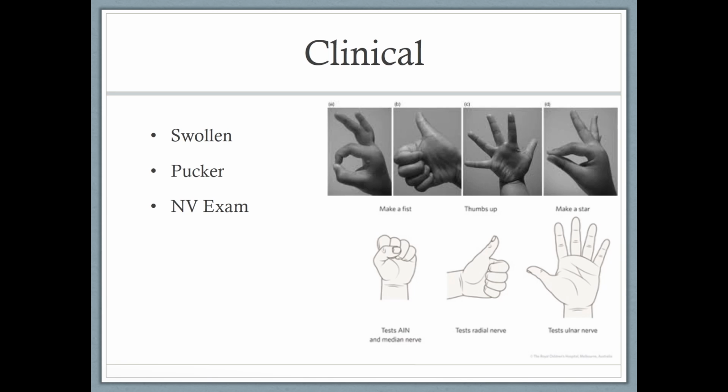Clinically, they're globally swollen, in contrast to the lateral condyle. There might be a pucker with that small fragment of bone trapping the skin, and a neurovascular exam prior to going to theatre is vital. There are certainly iatrogenic injuries that can be caused by pinning these, and it's important to know that the injury was present prior to getting to theatre. And then briefly, the tests for nerve function: make a fist, OK, and star sign, just to exclude median, radial, and ulnar palsies.